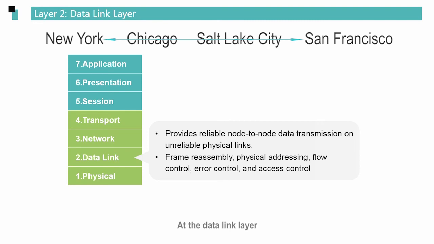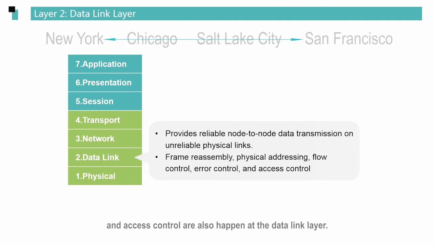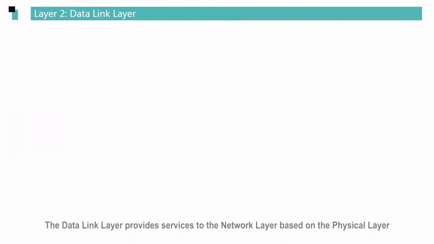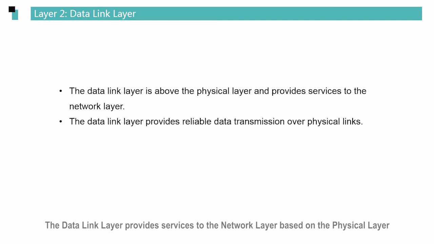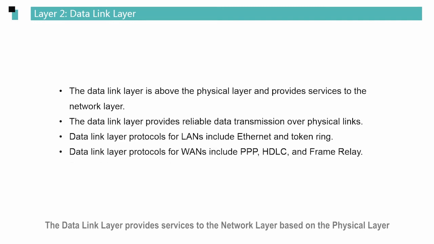At the data link layer, data from the network layer is encapsulated in frames. Header fields are written, and the encapsulated data is transferred. Flow control, error control, and access control also happen at the data link layer. The data link layer provides services to the network layer based on the physical layer.